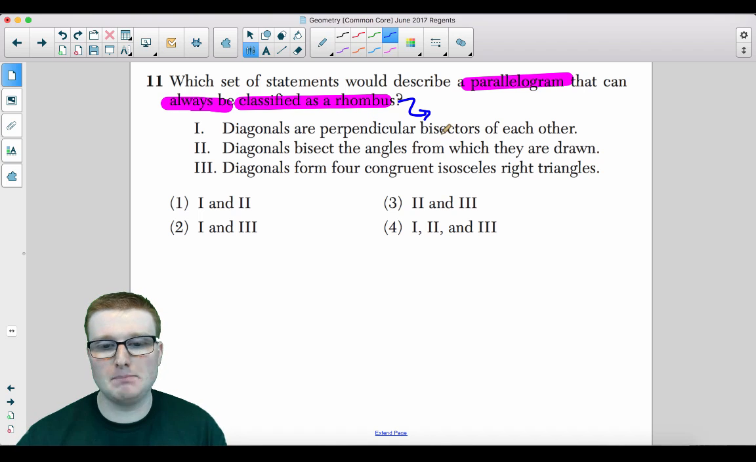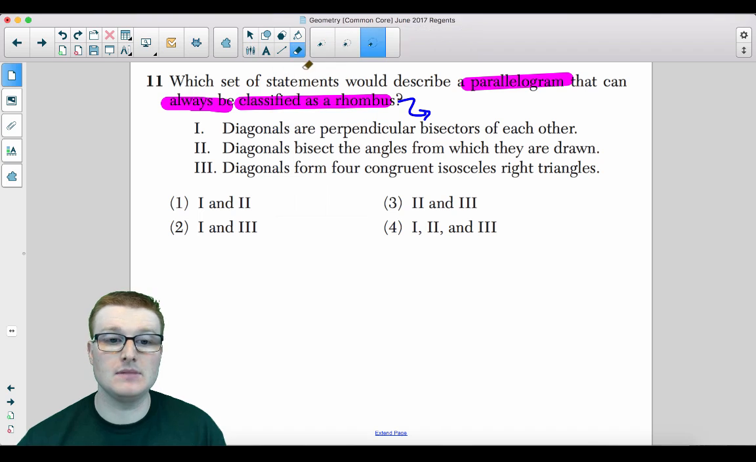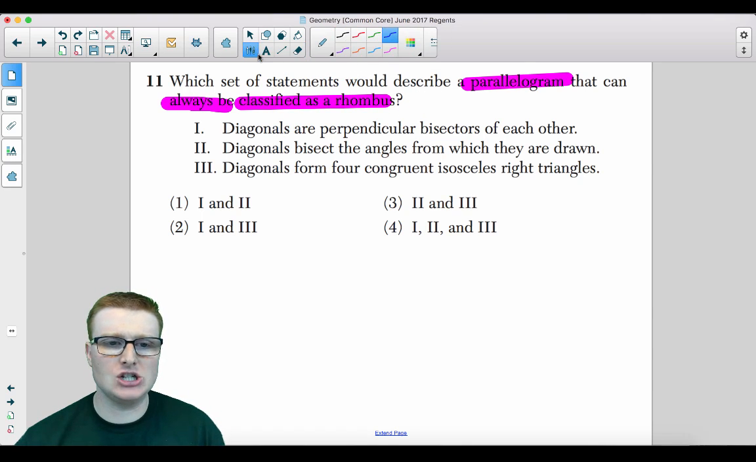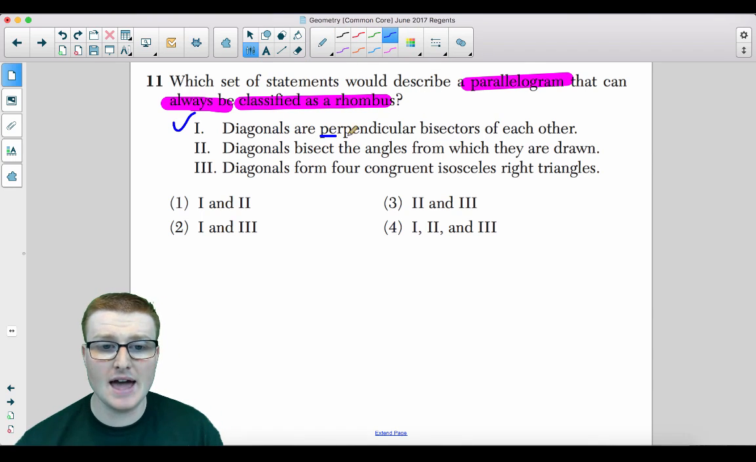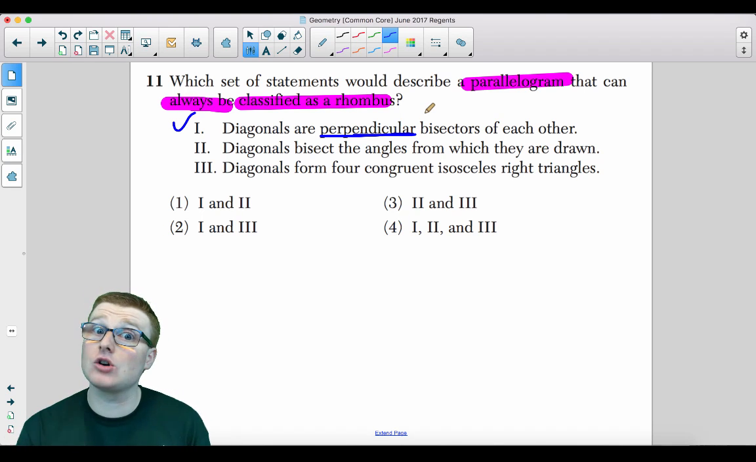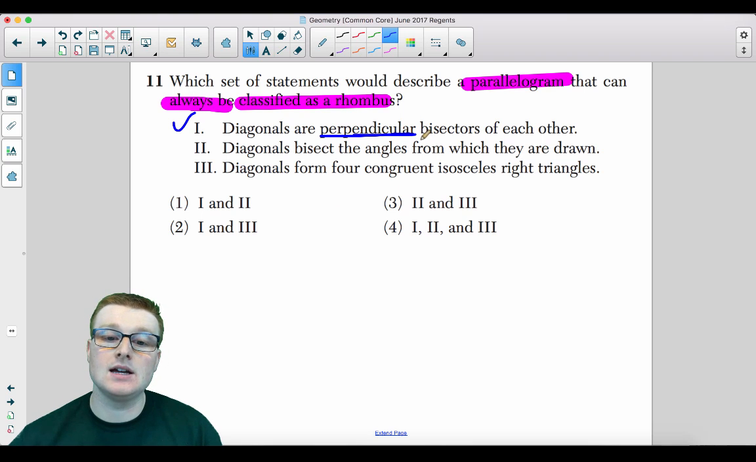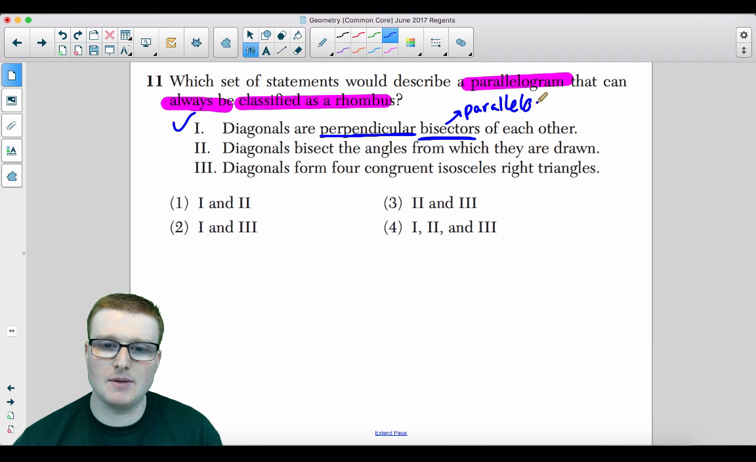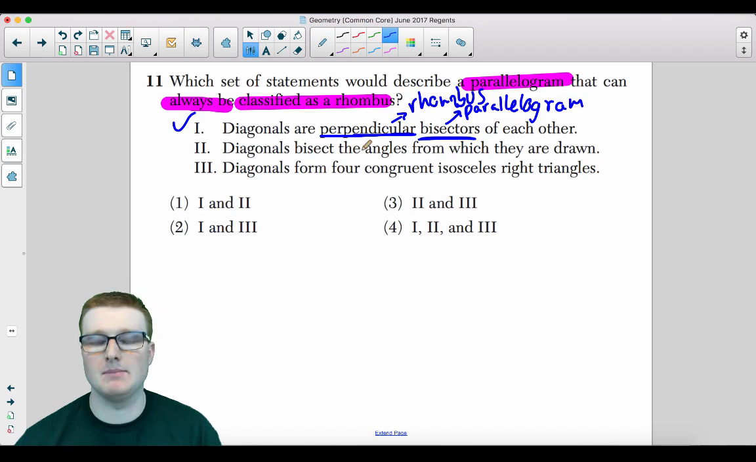Diagonals are perpendicular bisectors of each other. Is that true in a rhombus? Absolutely it is. Because I just said to you that the diagonals are perpendicular because they form right angles, because in a rhombus they form four congruent right triangles, and bisectors, yeah, because this is the property of the parallelogram, and the perpendicular part is specifically for the rhombus. So that's true. That will always prove a rhombus.